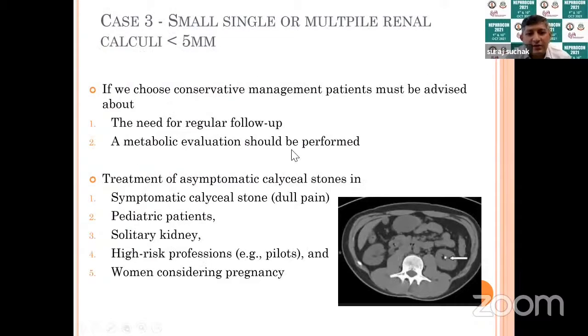Here we can see another case, there is a small 5 millimeter calculus. It is asymptomatic. The patient has just come with a report which is showing a stone, whether we should treat them or not. So usually for small stones which are asymptomatic, they do not need treatment.